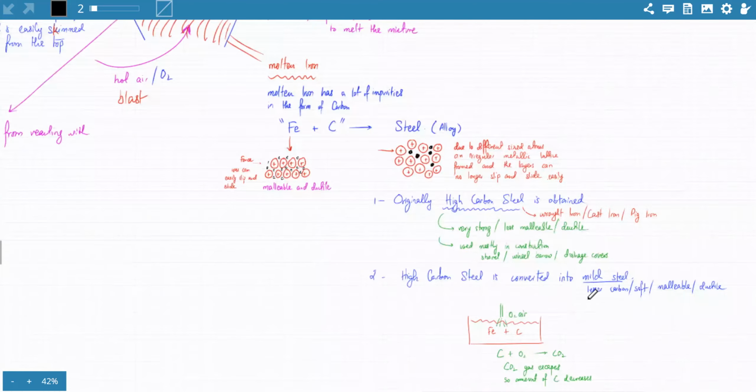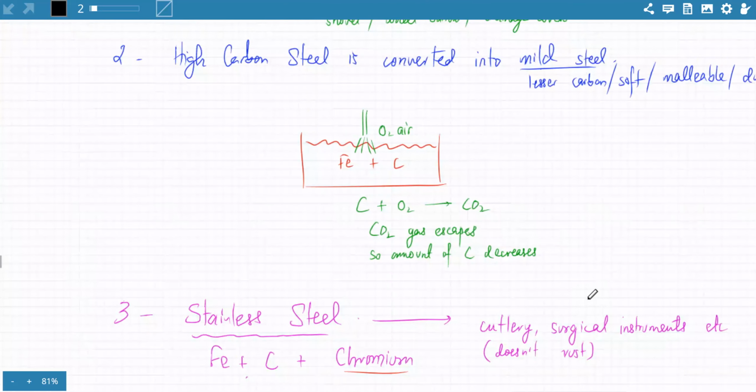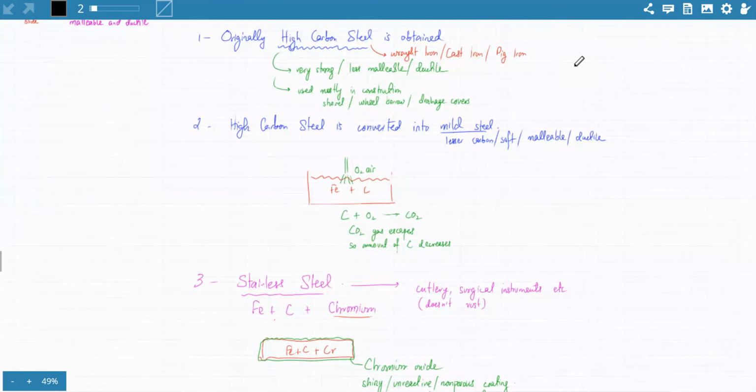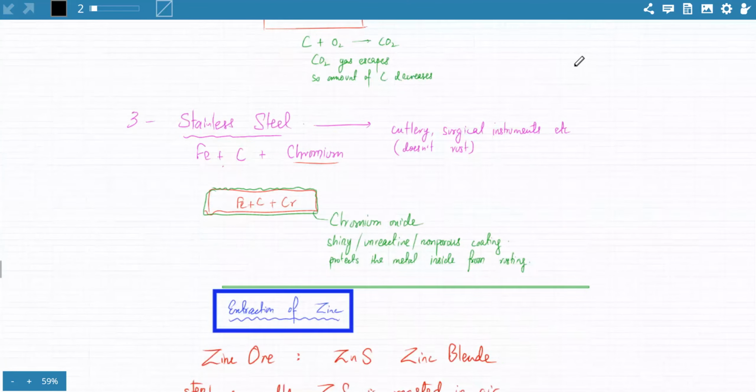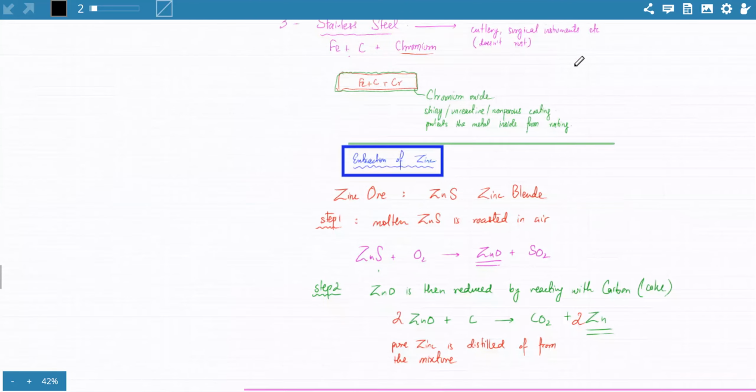Then air is blasted through this high carbon steel so that the carbon in the mixture reacts with the oxygen to produce carbon dioxide. The carbon dioxide escapes as a gas and there's less carbon in it. So mild steel is produced, which is softer, more flexible and easier to make things out of. And then you have stainless steel, for which you add chromium. Is this clear?